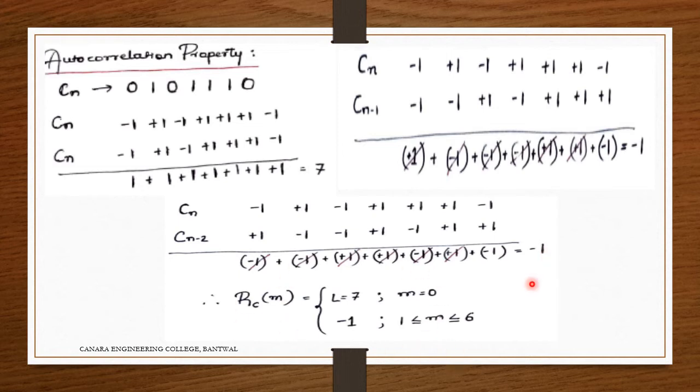So this is what it is saying, that the autocorrelation property of this given sequence has been proved. We have proved here the first one is the balance property, the second one is the run length property, and the third one is the autocorrelation property.